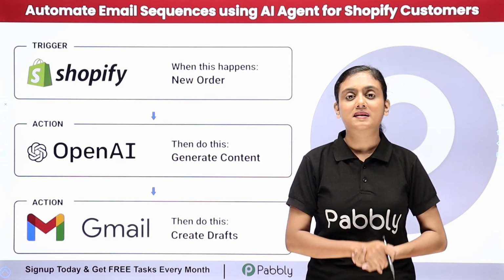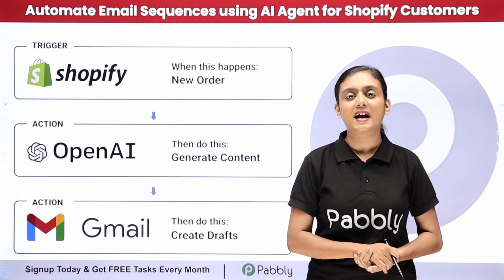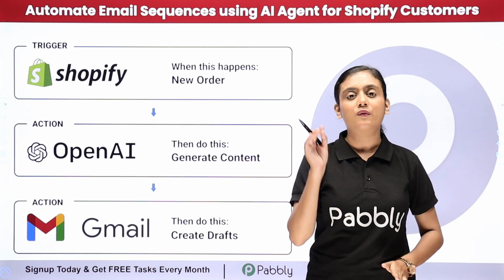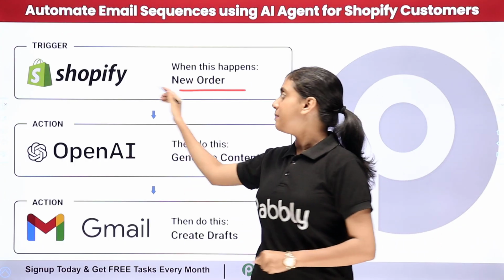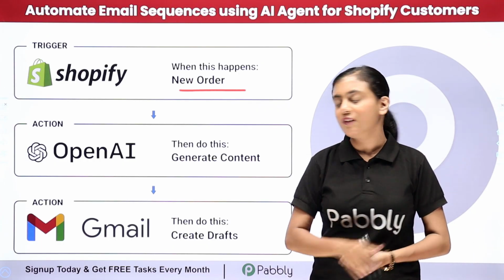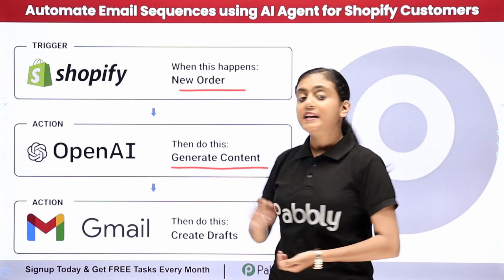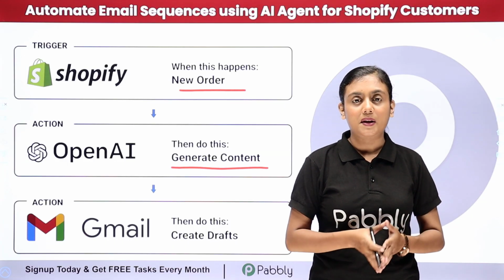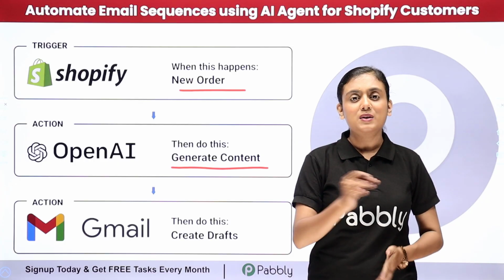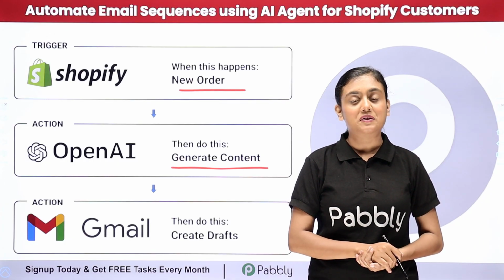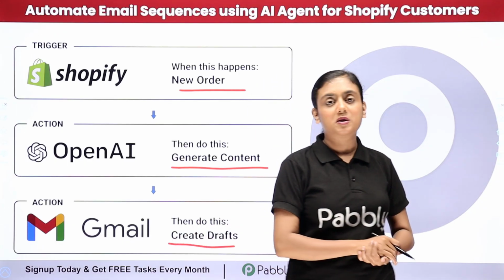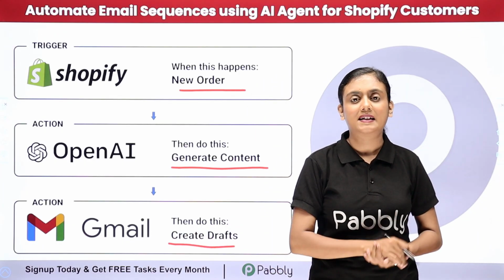So in order to automate this entire process, I have created an AI agent using Pabbly Connect without writing a single line of code. Now, whenever a new order is created by a customer on my Shopify store, automatically, regarding that order and for that customer, an AI agent is going to generate the email sequences: promotional email, thank you email and offer emails, okay? As soon as those emails with the subjects are generated by the AI agent, automatically the drafts of all those emails are going to be created in my Gmail account for that customer.